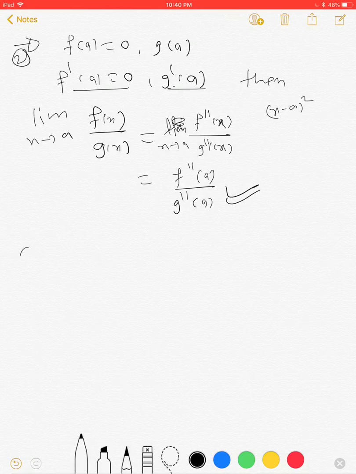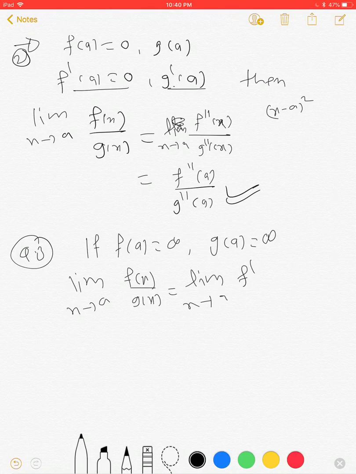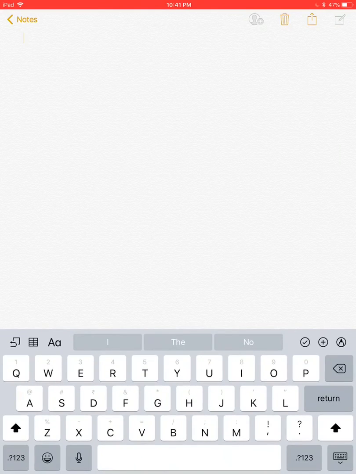Next question is also similar. That is, given that f of a is equal to infinity and g of a is equal to infinity, find the value of limit x tending to a f of x upon g of x. This value is also similar, that is, the limit x tending to a f dash of x upon g dash of x. This is actually L'Hopital's rule, so we can prove this problem also in a similar way as previous. Next question, that is question number 4.